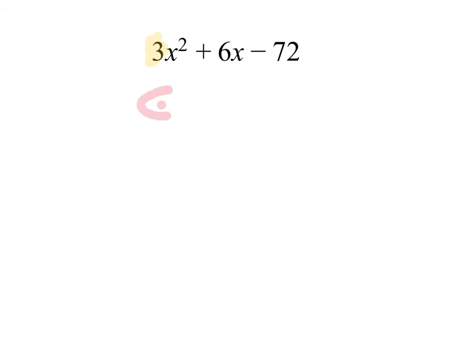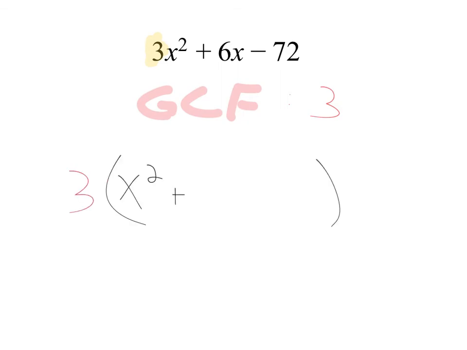Fortunately, I can factor this out by taking the greatest common factor out of every single term. So if I look at my coefficients here of 3, 6, and 72, I could take out a GCF of 3 from everything. So if I divided a 3 away from everything, I would have x squared plus 2x minus, let's see, 72 divided by 3. I know 60 divided by 3 is 20, so it's got to be bigger than 20. That'd be 24. So minus 24.